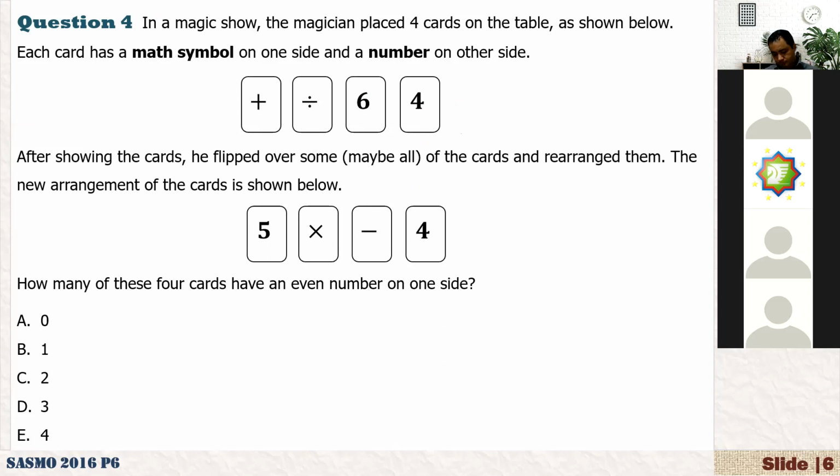In a magic show, the magician places 4 cards on the table, as shown below. Each card has a math symbol on one side and a number on the other side. After showing the cards, he flipped over some of the cards and arranged them. The new arrangement of the cards is shown below. How many of these 4 cards have an even number on one side?